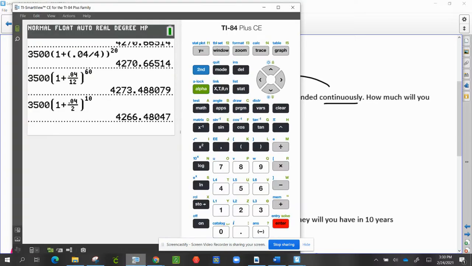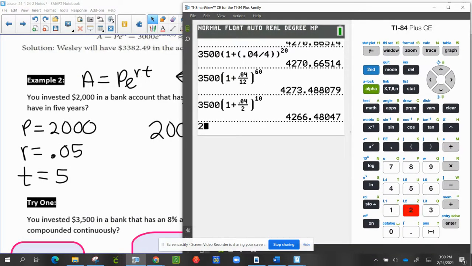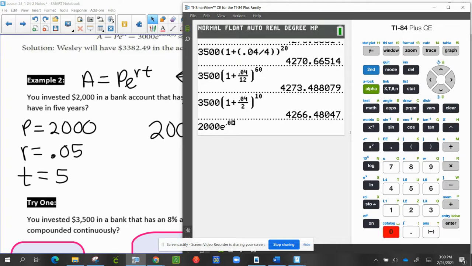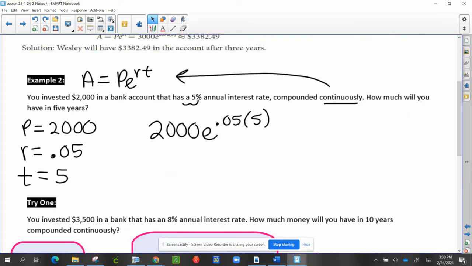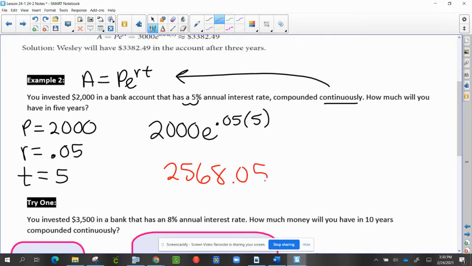If you forgot where the e was, you're going to need that for this problem. So it was 2,000. The e is above the division sign. If you hit second division, you should get the e, raised to the 0.05 times 5 power. Now that I can't really do in my head, so I'm going to let the calculator do that. We'll hit enter, and there's our money. After 5 years, we'll have $2,568.05. There's our final answer for that one.